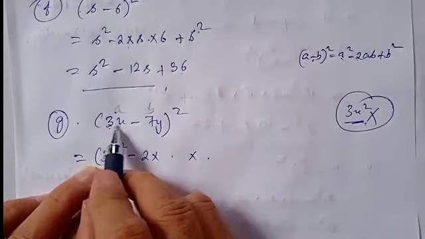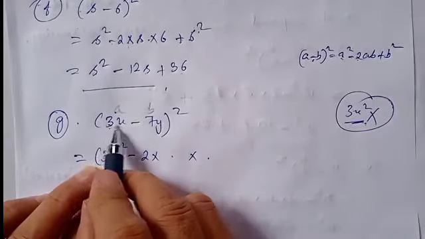Okay, now the third identity: a plus b into a minus b is equal to a square minus b square. Question number 3 we have: using the identity a plus b into a minus b is equal to a square minus b square, find the following product. First question we have: 4x minus 3y into 4x plus 3y. Here we are going to multiply these two binomials by using the identity.